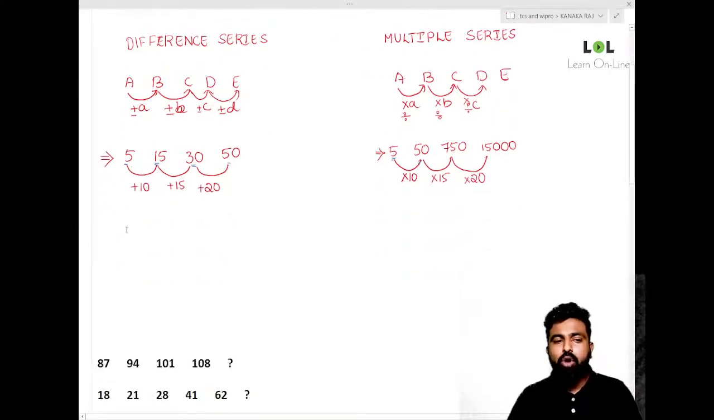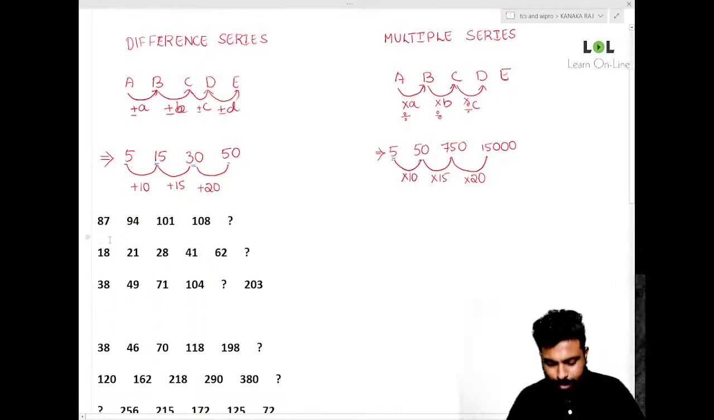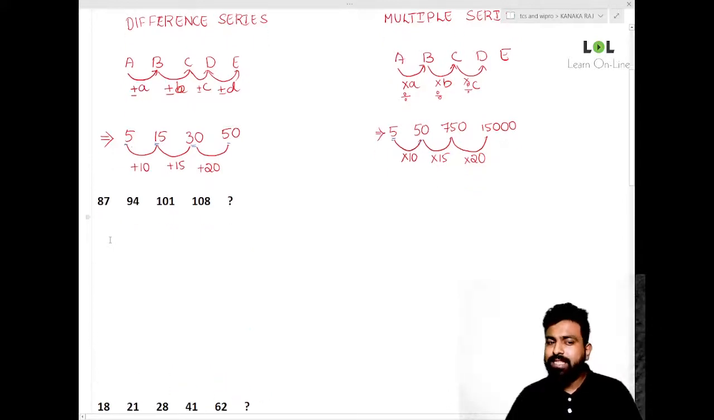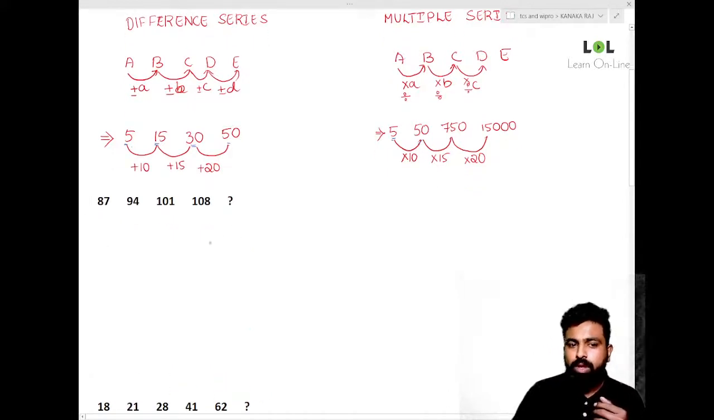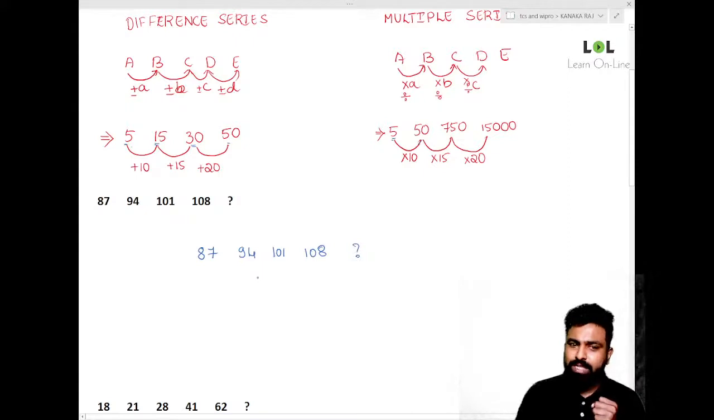Now let me take up a small example so that you understand it. So what is our first question for the day? My first question is 87, 94, 101, 108 and a question mark. Very good, Gopal. Yes, it is a difference series. Look at this. The numbers are increasing slowly. Hence, it is called a difference series. As soon as we get to know it is a difference series, what should we do? Yes, Chetan Kumar. Look at this.